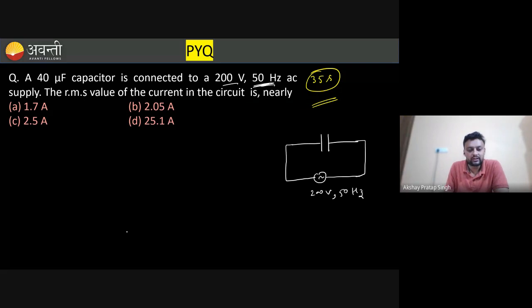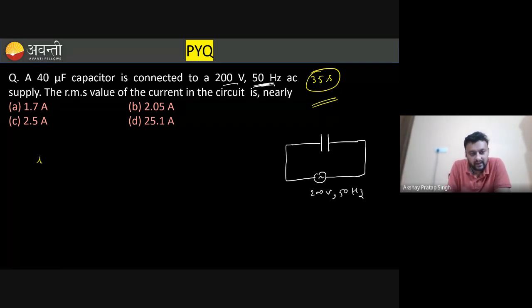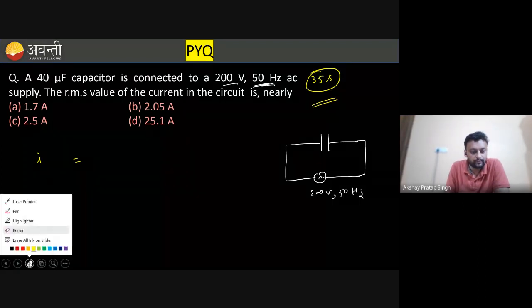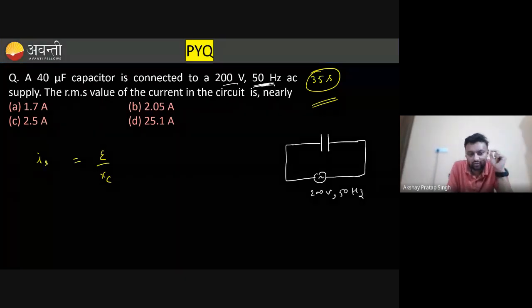So RMS value of the current they are asking. How can you write the current? You can say I_RMS is equal to, first of all, just apply Ohm's law. What is Ohm's law? I is equal to E by R. Resistance of the capacitor is what? XC. Clear? Now they are asking the RMS current, so if I use RMS here, then I need to use RMS here as well. Now just put the values and you will get the answer.